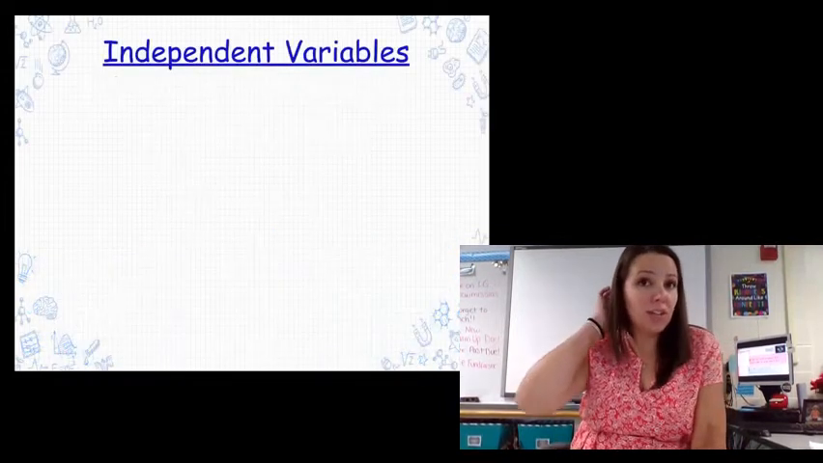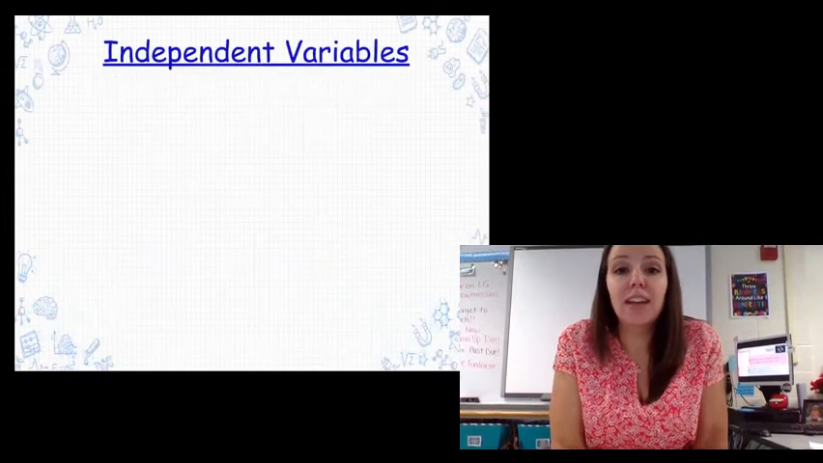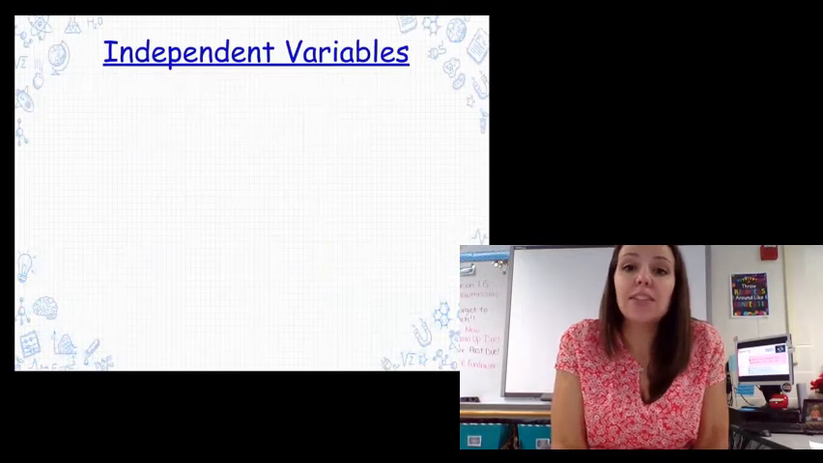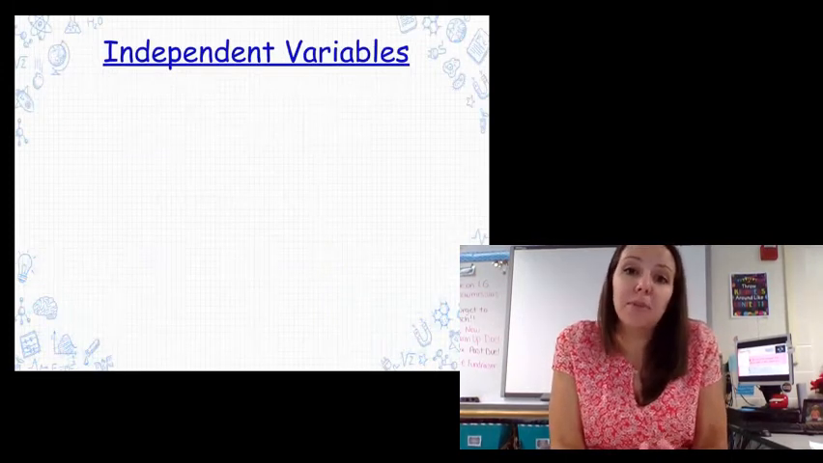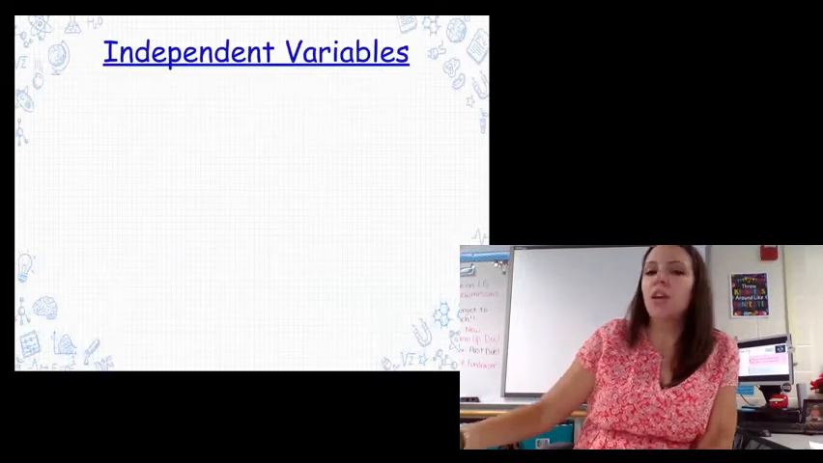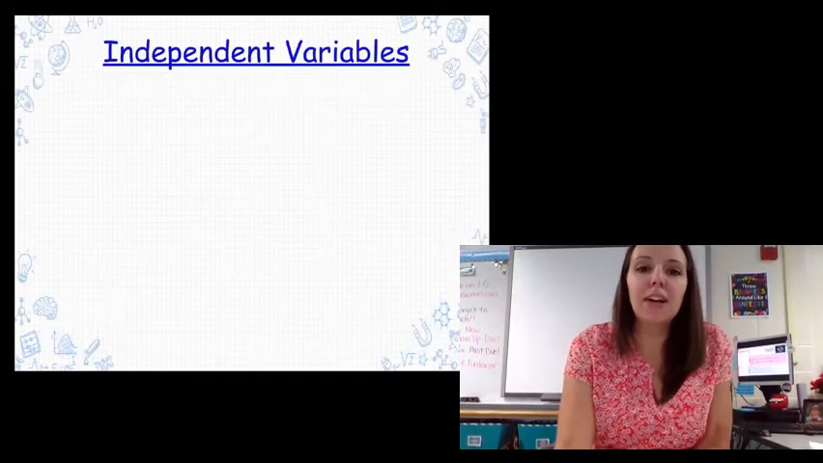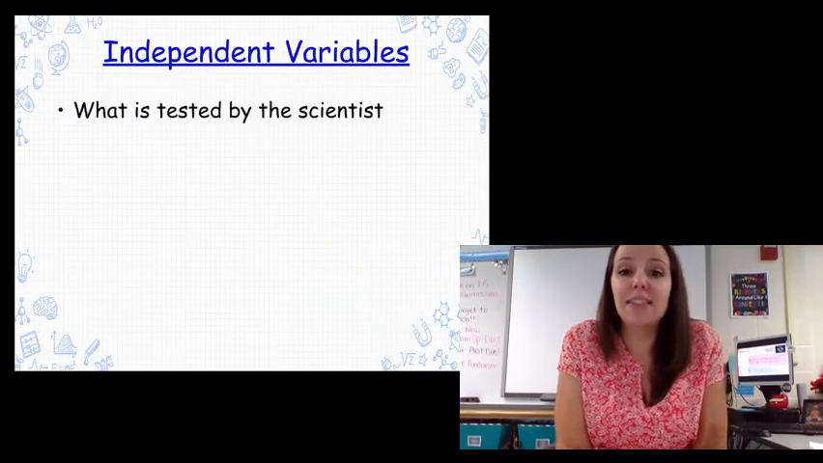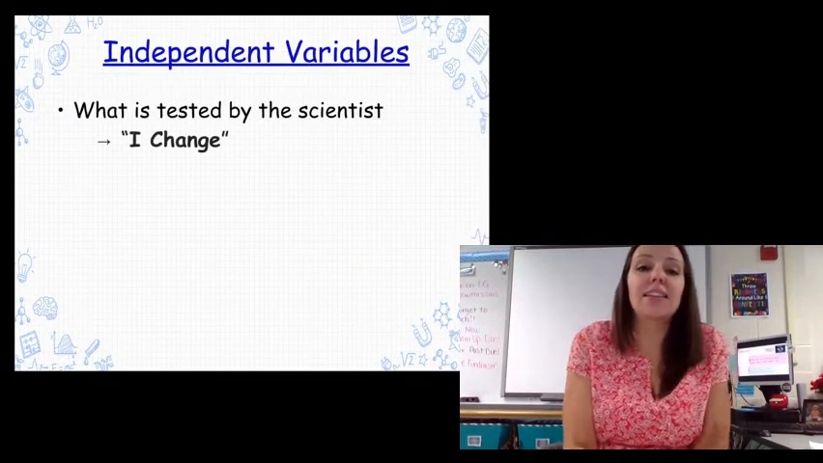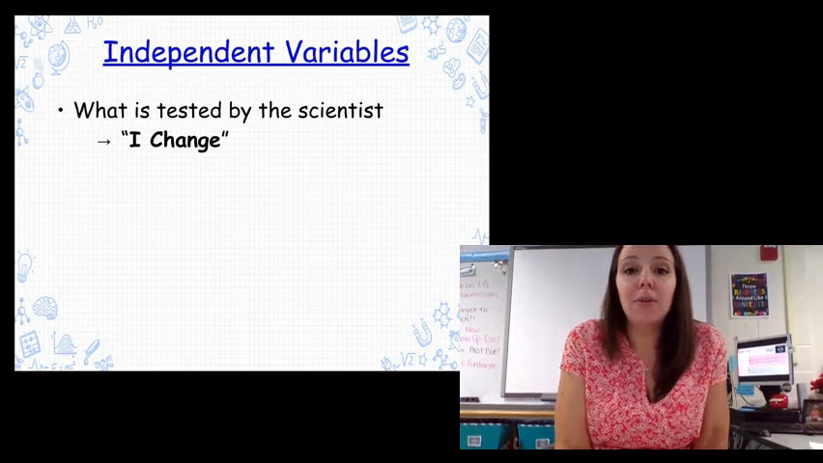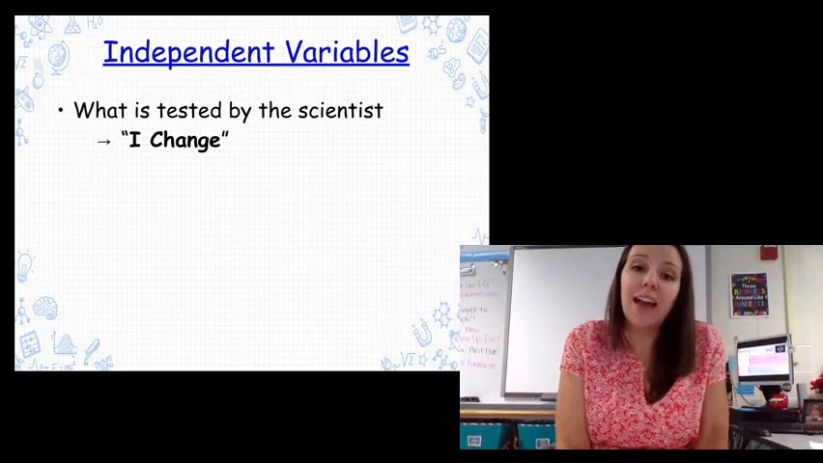So the first thing you want to do is think about what's your driving question. Then from there, it's important to start thinking through some of the variables and things that you're going to change. So the first is your independent variable. Your independent variable is what's tested by the scientist. I like to remember it by the independent variable, I change. IV, I change.